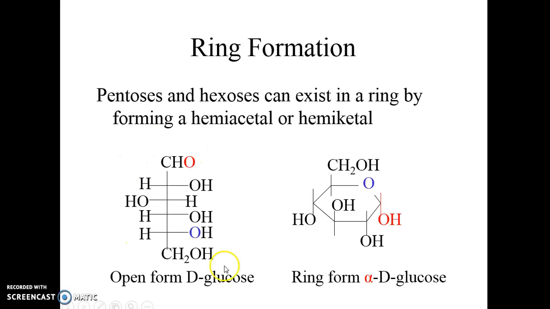But this open form of sugars is not really the way that they're typically drawn. They're typically drawn in rings. The open form is not the most stable form. The most stable form is the ring form, and that is the form which enzymes will take and use the carbohydrates, and so it's considered the standard form for them.